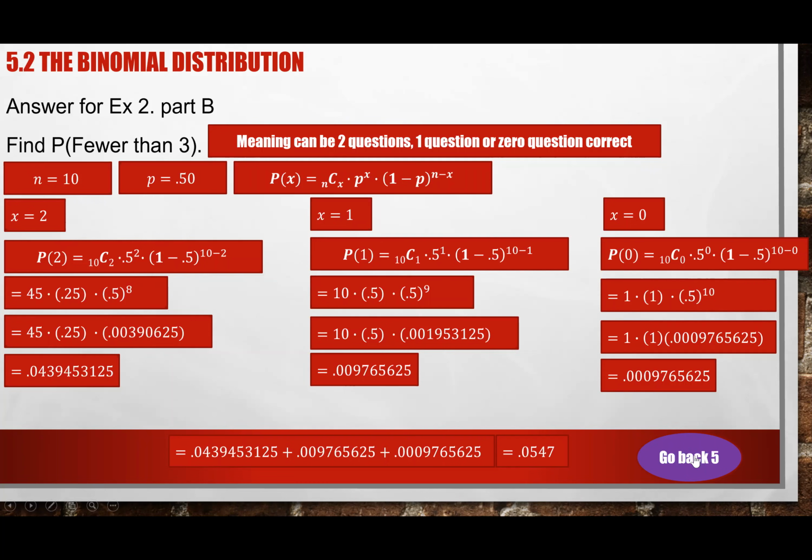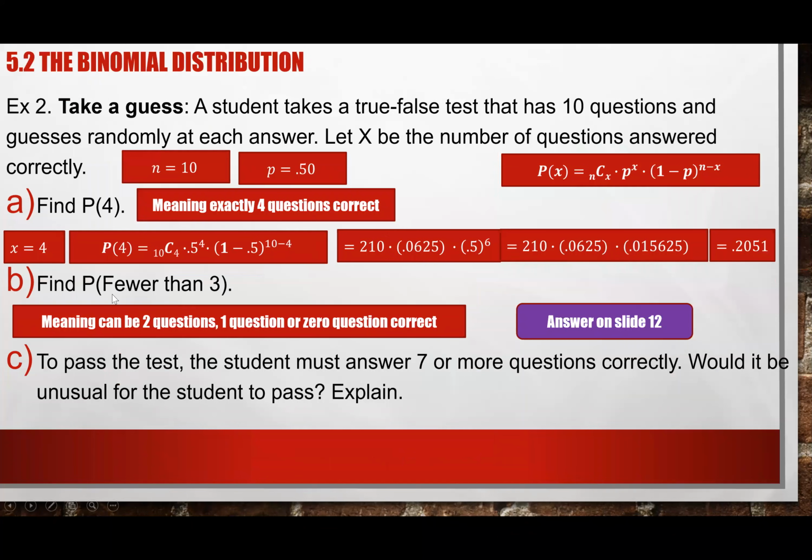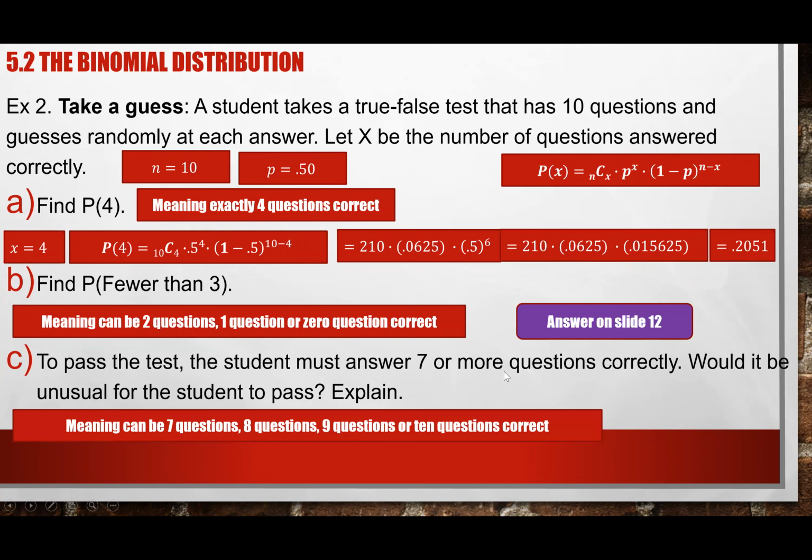If you don't have questions, let's go back to the answer for part B. We know that the answer is 0.0547, which is on a different slide. I'm running out of room, so let's take a look at C. If you don't have questions for B, in C they ask you about passing the test. To pass the test, the student needs to answer 7 or more questions correctly. Would this be an unusual event? So what does that mean?